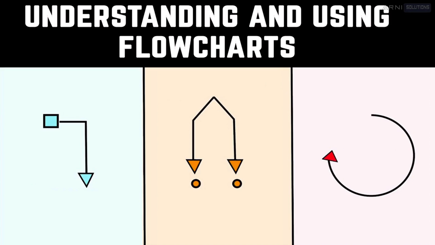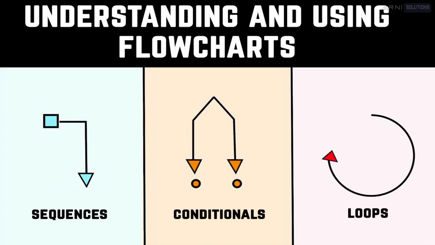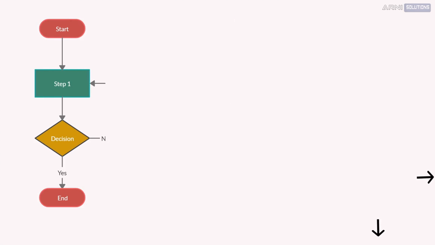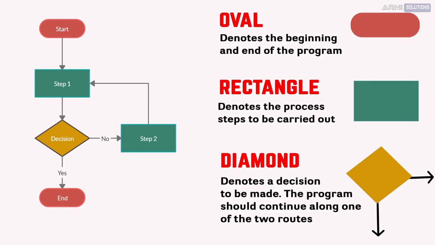In this video, we will be looking at sequences, conditionals and loops once again and use flowcharts to get a better understanding of these three basic structures. First, let us look at what a flowchart is and the most common symbols used in them. Flowcharts, as we know, is a graphical representation of an algorithm.